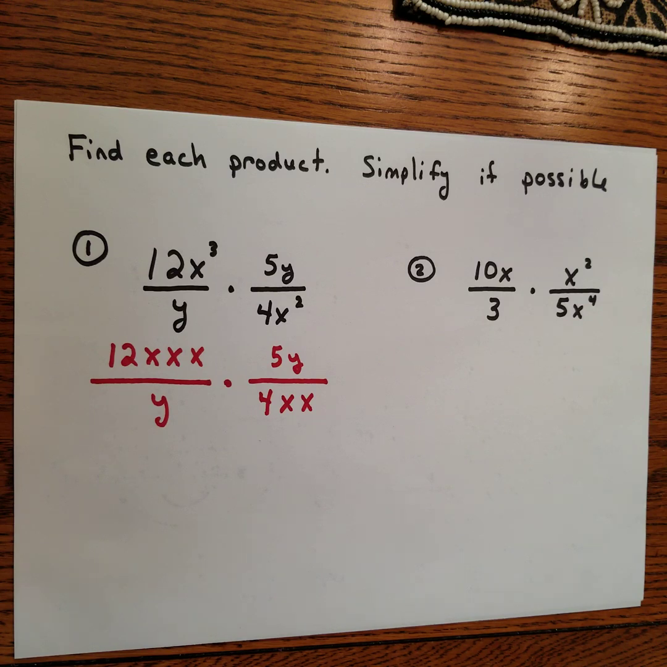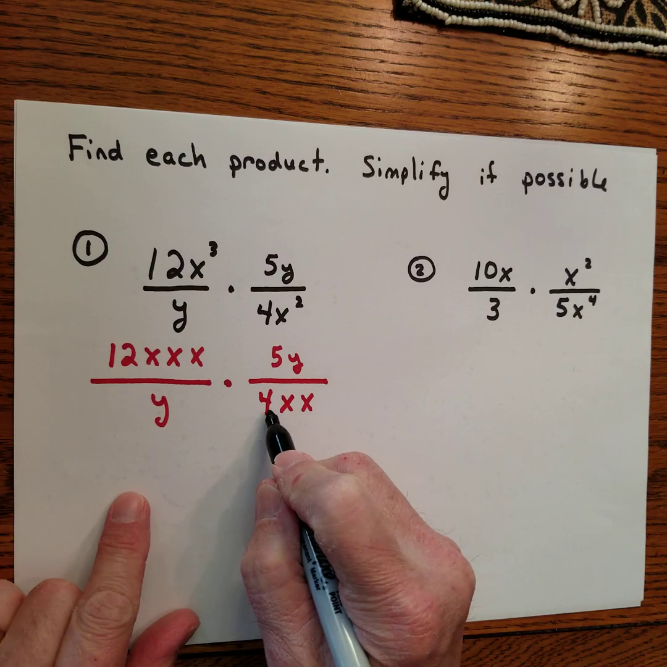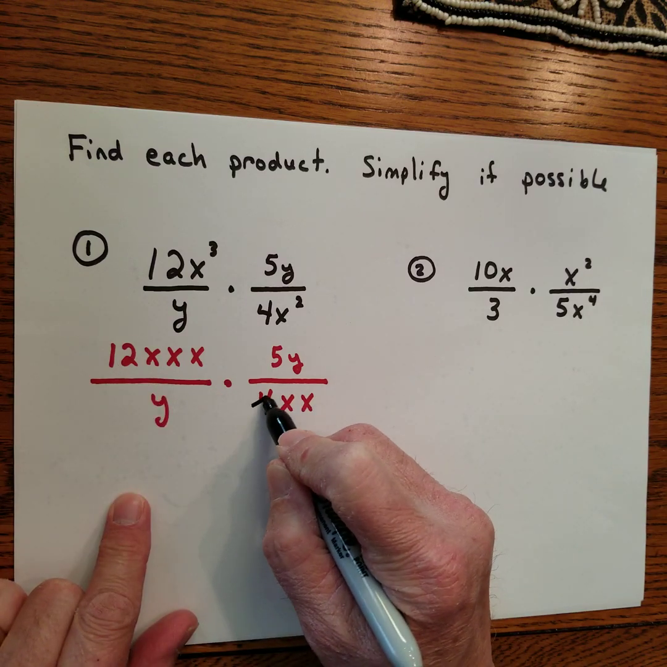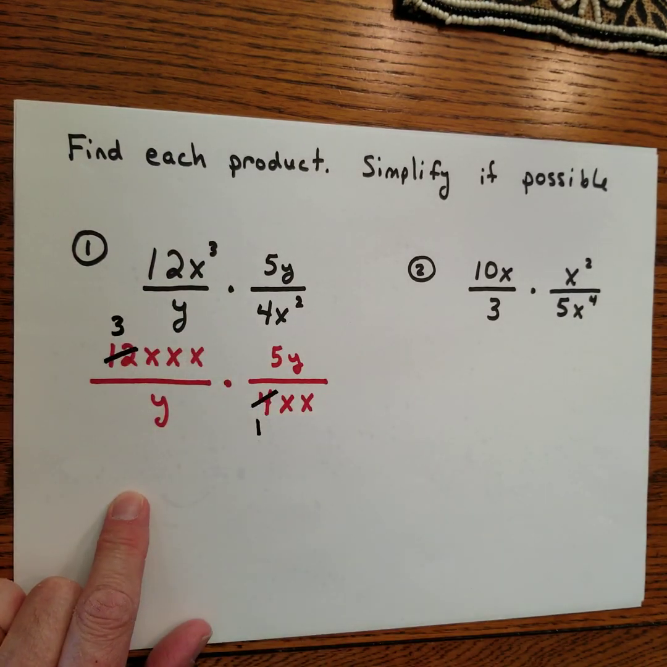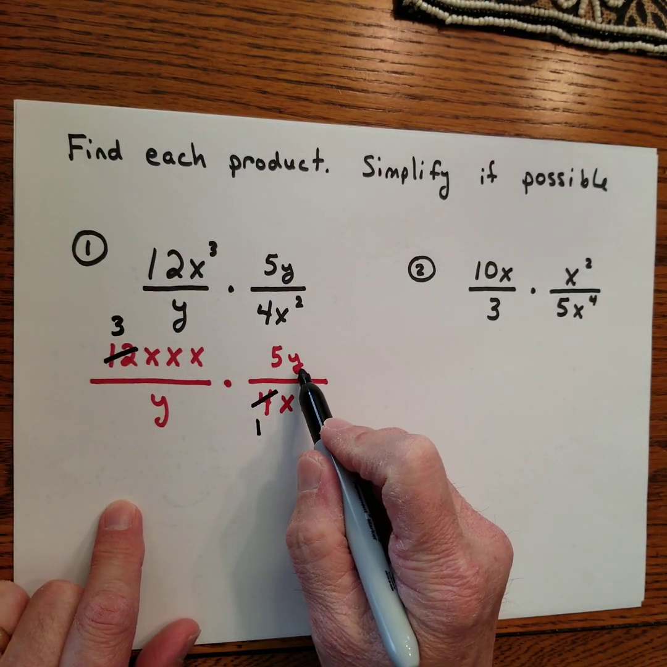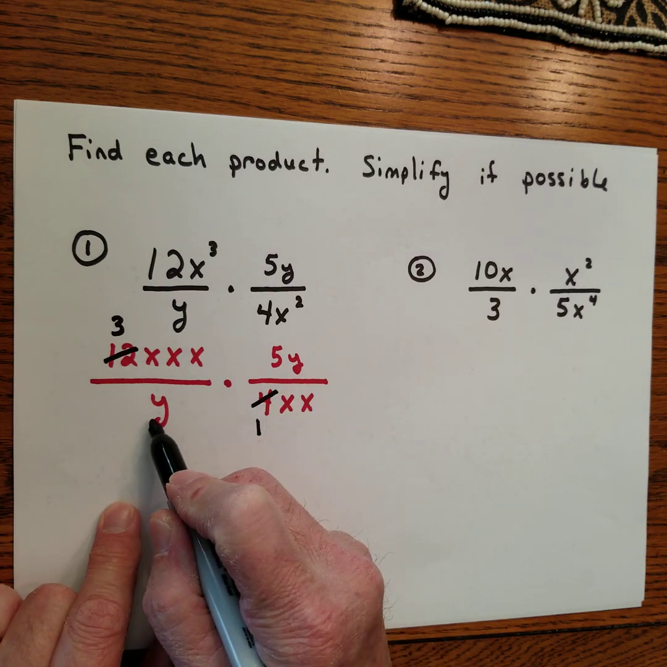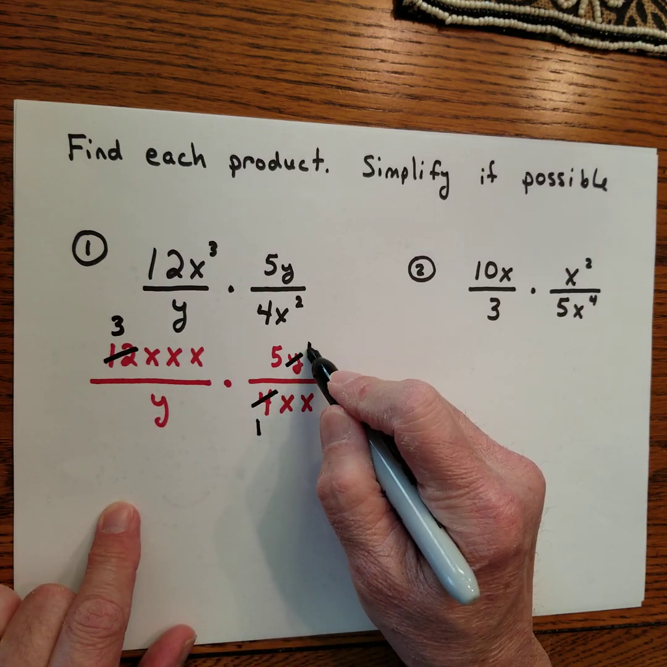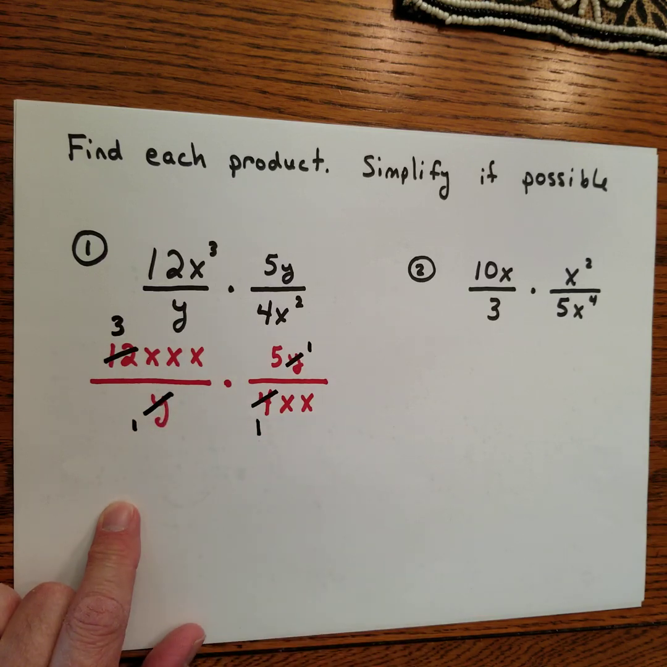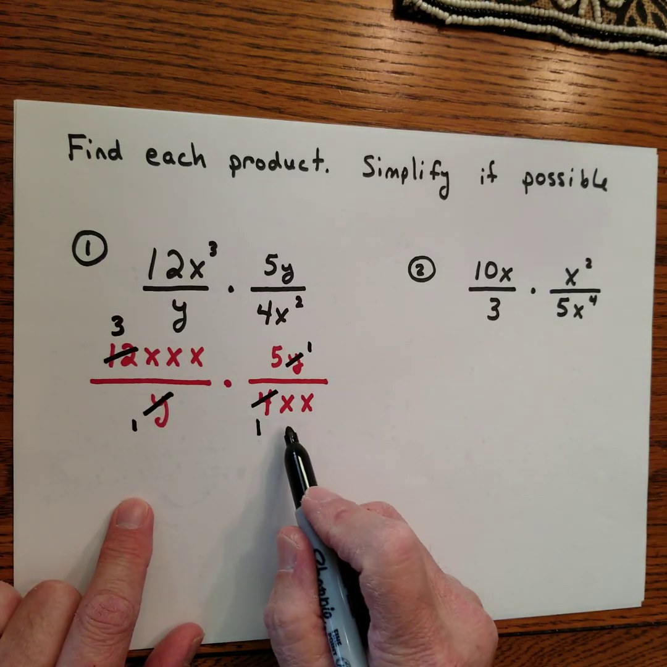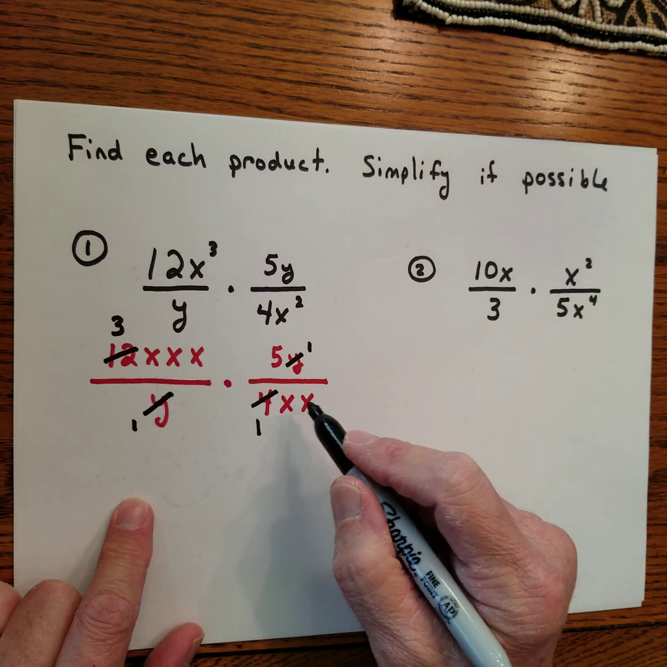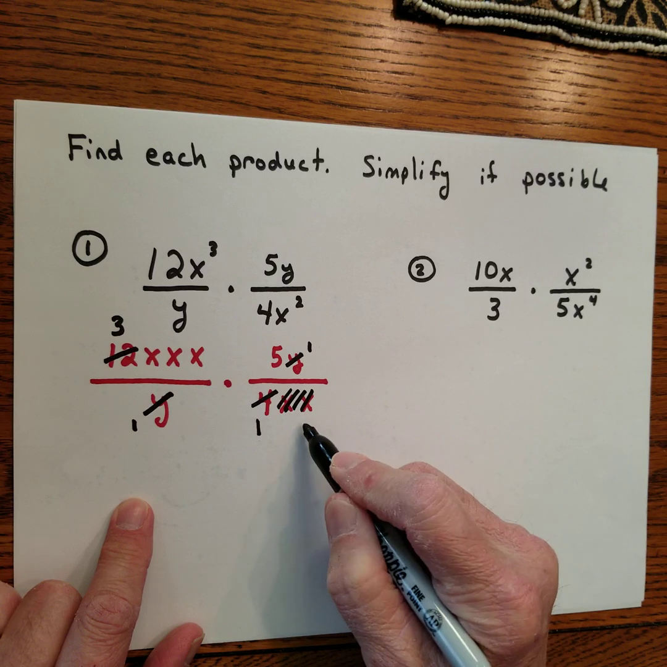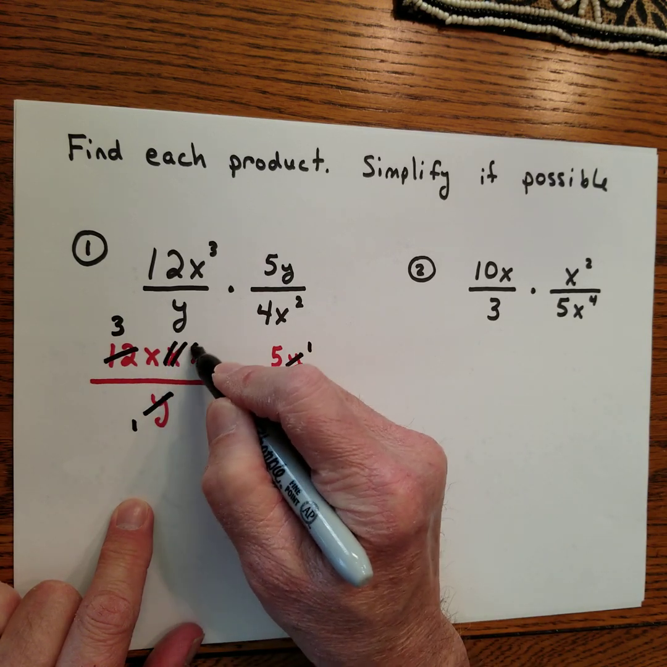Now let's try to reduce. I know I can reduce any top with any bottom. I notice 4 and 12. I can divide by 4 and divide by 4. I also notice there's a y on the top here and a y on the bottom here. I can cancel that y and cancel that y. There are 2x's in the bottom. I could cancel those with 2x's in the top.